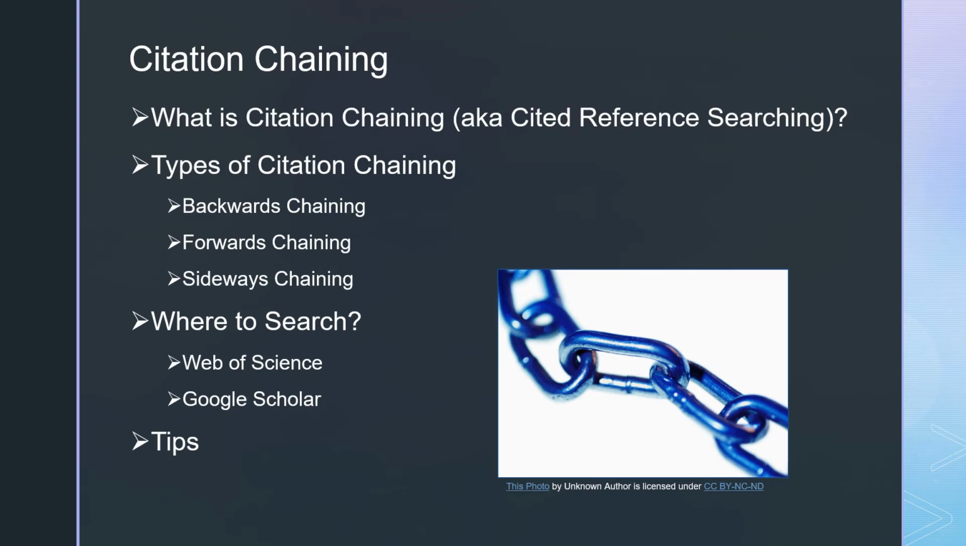Here are some tips to keep in mind when doing your cited reference searching. Google Scholar is unidirectional, meaning you can only see the subsequent citations to the source article. However, Google Scholar is a free resource. Web of Science is bidirectional, so you can see the references cited by an article as well as the later articles that cite that article. However, Web of Science is subscription-based.